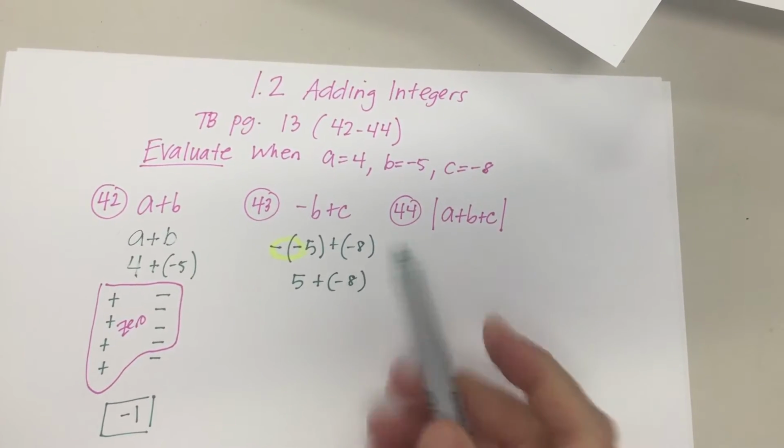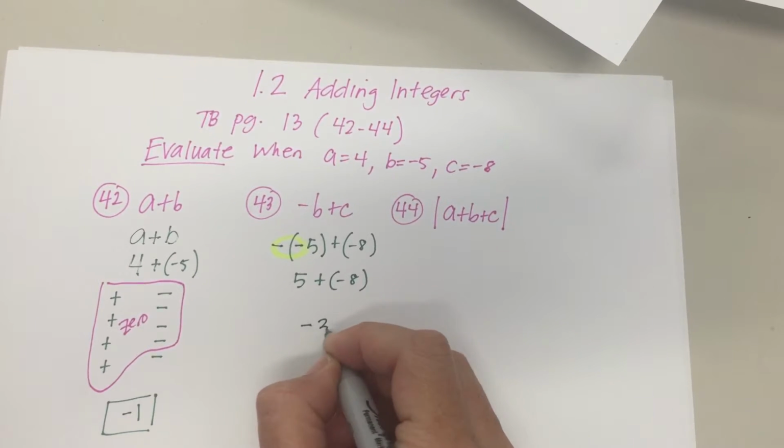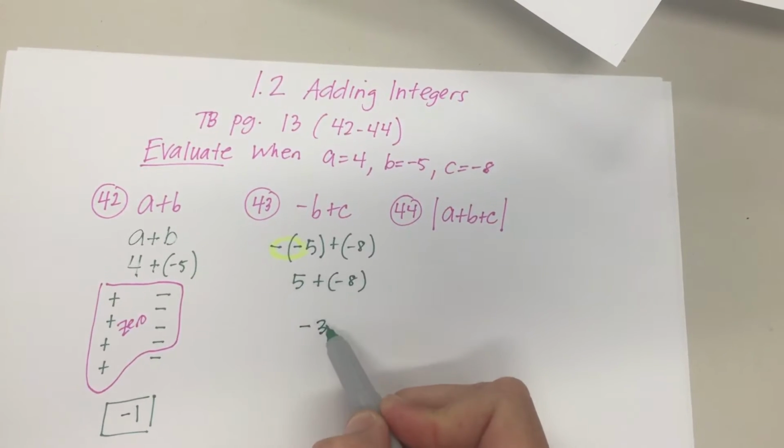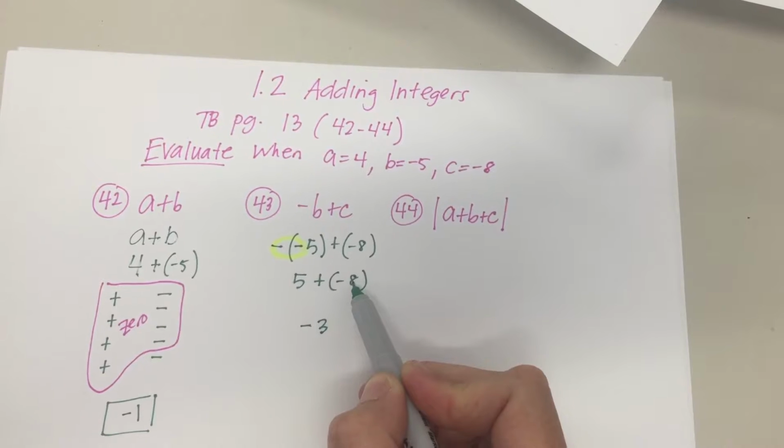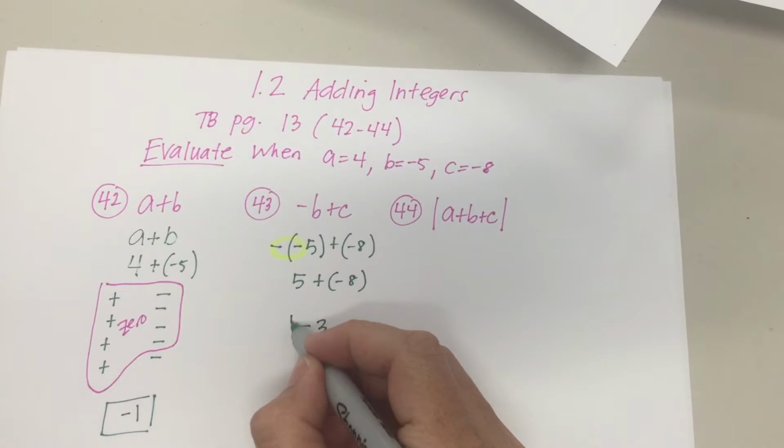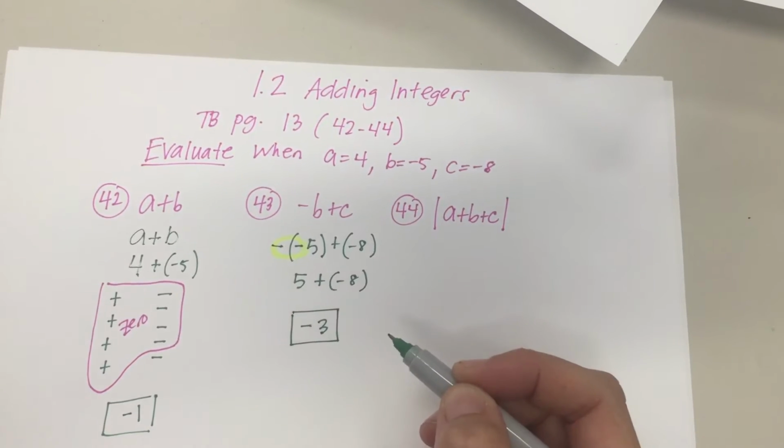Now I have more negatives, and I know that the sum is negative 3 because 8 minus 5 is 3. The greater absolute value is negative 8, and that one happens to be negative, so the answer is negative 3.